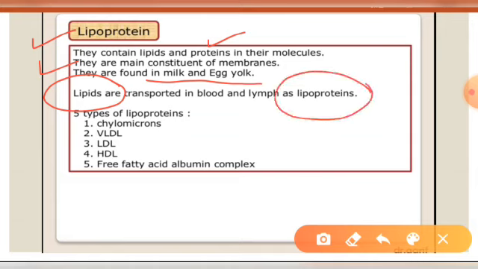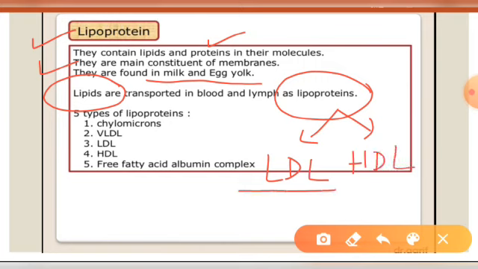And these lipoproteins are of different types, like low density lipoproteins or high density lipoproteins. Low density lipoproteins are also known by the name bad cholesterol, whereas high density lipoproteins are known by the name good cholesterol. And the good cholesterol helps in the removal of bad cholesterol, that is LDL, from our body.